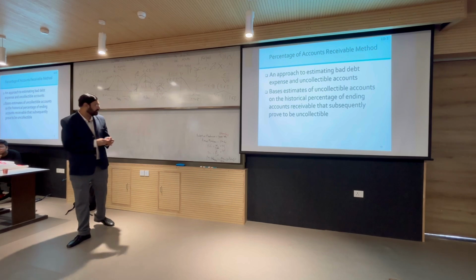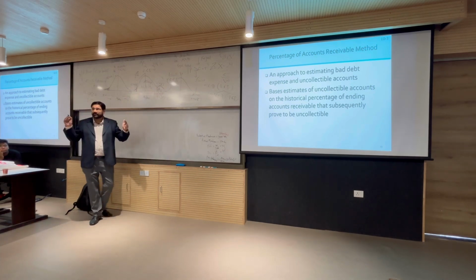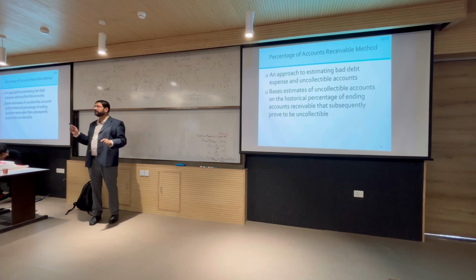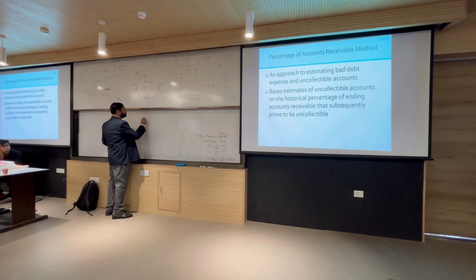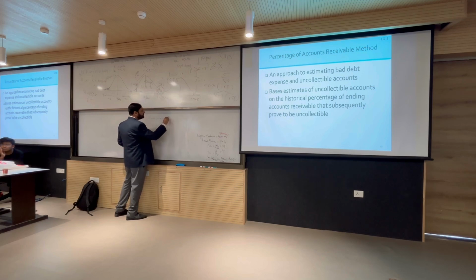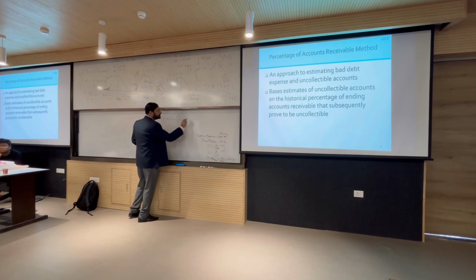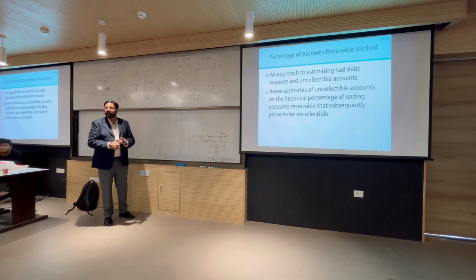What we will do is calculate the age of receivables. So 0 to 30 days, 30 to 60 days, 60 to 90 days, 90 to 180 days, 180 to 360 days, 1 year, over 1 year, over 3 years, and over 5 years.